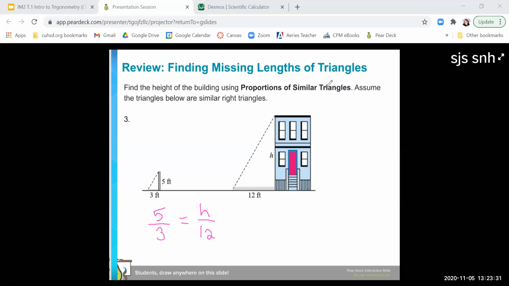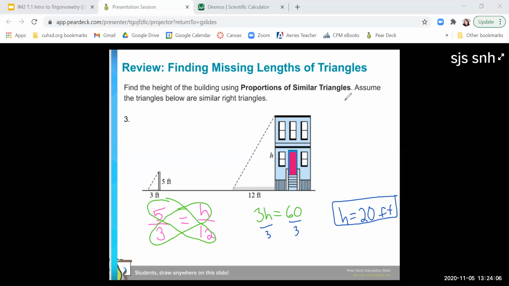But if you didn't see that right off, we can also solve this using cross multiplication. So I'm going to do that. I have 3 times h, and then I multiply this way, equal to 5 times 12, which is 60. And then I need to solve for h. So I just divide out my 3, and it looks like h is equal to 20. And because this problem has a context, it's a building, I'm going to include my units on my answer.